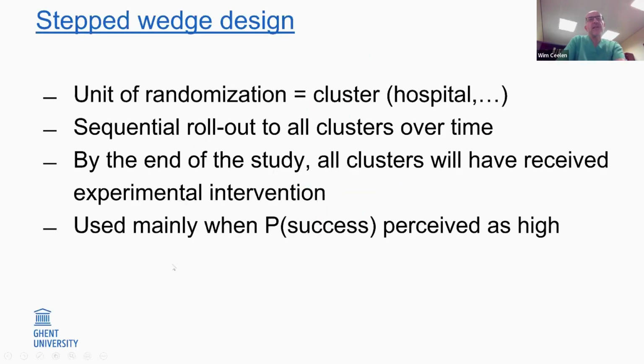A stepped wedge design is a form of cluster randomization. So the unit of randomization is usually a hospital, and it's sequentially rolled out over all clusters, but the order is at random. So whether you do first ward 1 and then ward 5 and then ward 3, that's at random, but you do that until all clusters have received the experimental intervention. And this stepped wedge design is mainly used when we are convinced that the novel treatment is beneficial.